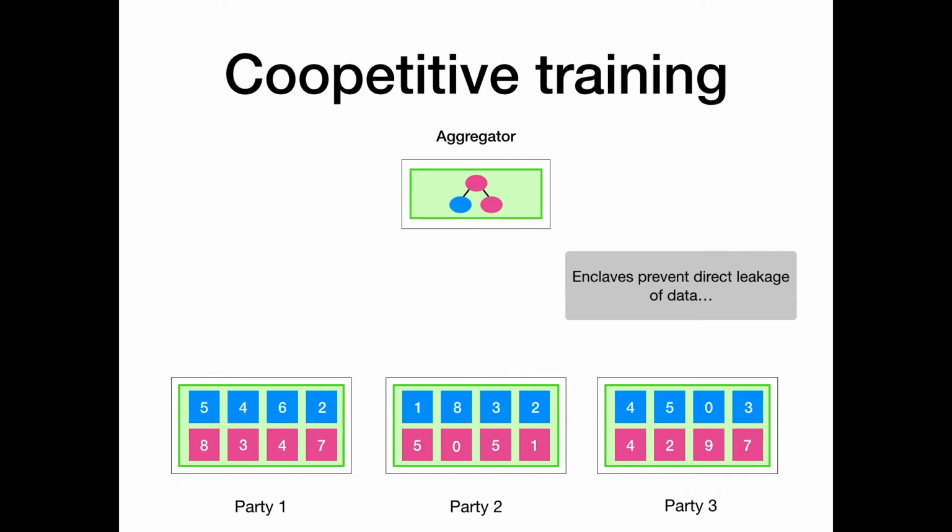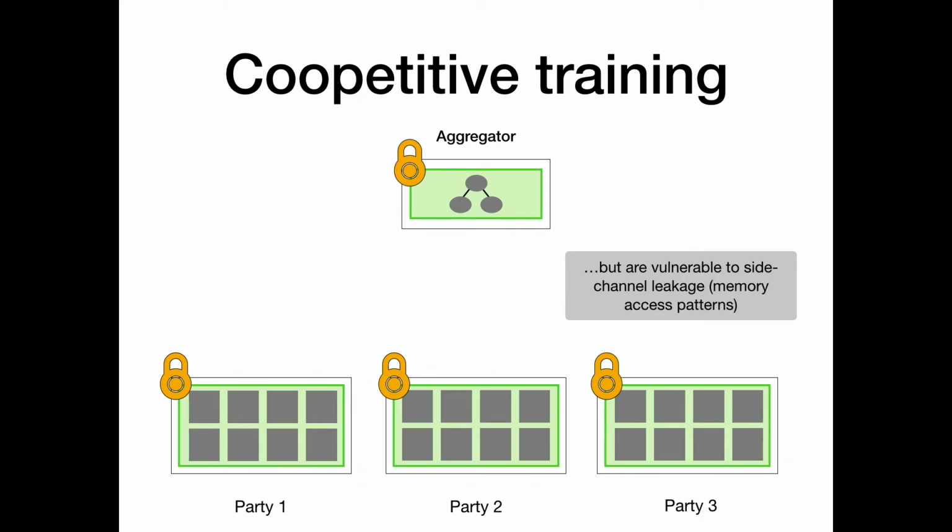And they have the nice property that they prevent the direct leakage of data to all the machines involved in the system, which means that all the data and all the code is always encrypted. You can't see directly what the data inside the enclave is. The problem, however, is that enclaves are vulnerable to side channel attacks. So even though you can't see the data directly, you can see the memory access patterns that the code makes.